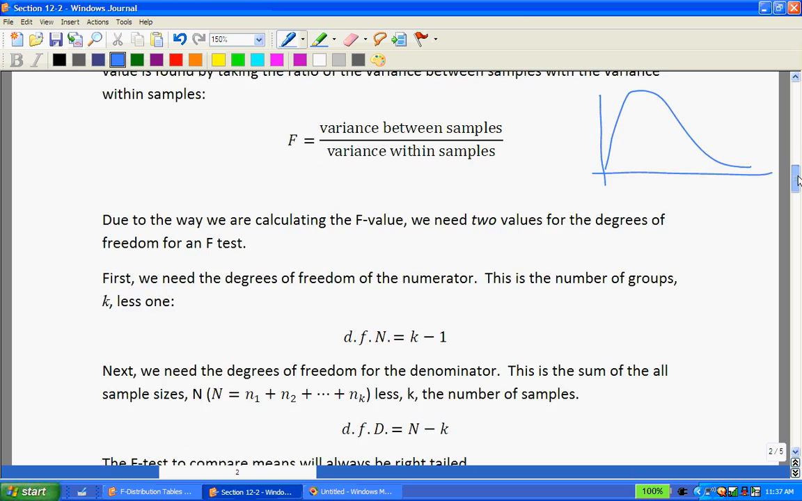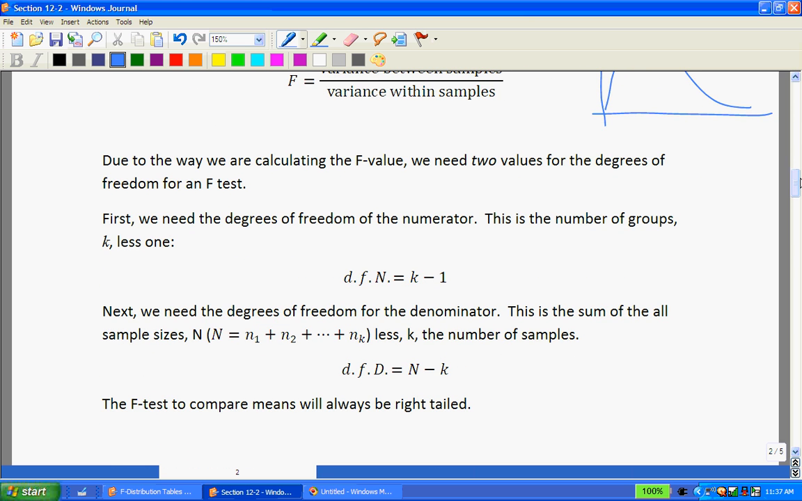Next, we need the degrees of freedom for the denominator. Well, remember that's talking about the variance within the sample, so that's all the data. So the way I find this one is the sum of all the sample sizes, n, how large that is. So if you forgot, capital N is the sum of all the little sample sizes. So for each group, I'd add those all up, minus the number of groups k. So if you just remember that as capital N minus k, that's the degrees of freedom denominator. So I have to have those two numbers in order to find the value on the F chart.